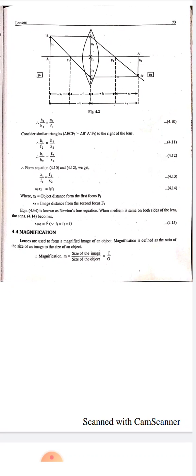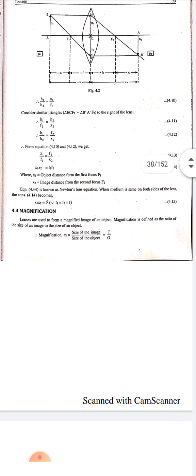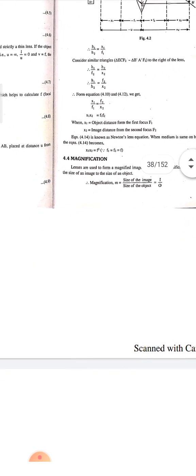Then what is the magnification? Lenses are used to form a magnified image of an object. Magnification is defined as the ratio of the size of the image to the size of the object. This again may come for the MCQs. Magnification is equal to the size of the image divided by the size of the object, I upon O.